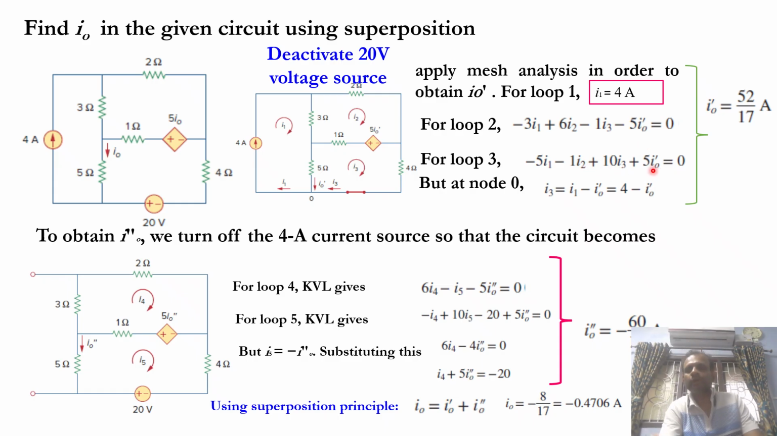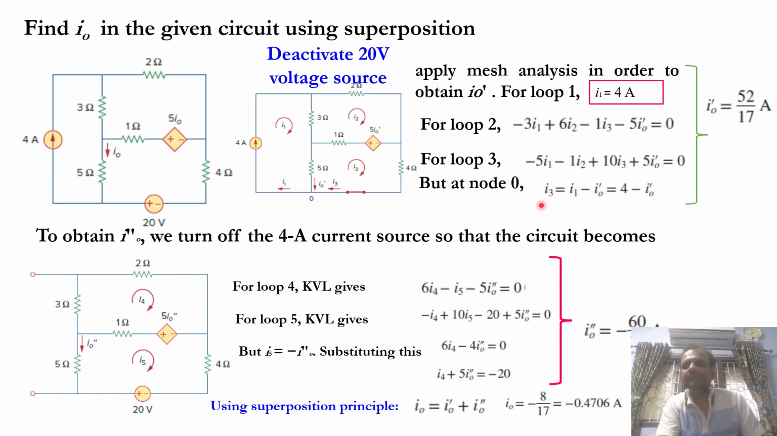I2, I3, I0. Solving this equation, we'll get I0 is equal to 52 by 17. Okay, so how do we get that? I3 is equal to 4 minus I0. That is the equation by solving this. So substitute the I3 value in both equations, the loop 2 and loop 3 equations.